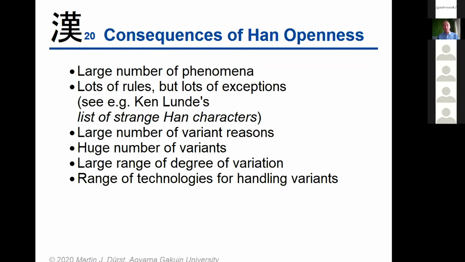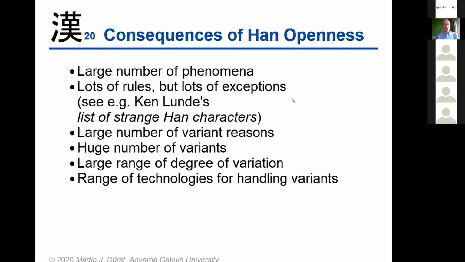And so the consequence of Han openness is that you have a large number of phenomena, a large number of things going on. You have lots of rules that say usually it's like this, but these are combined with a lot of exceptions.